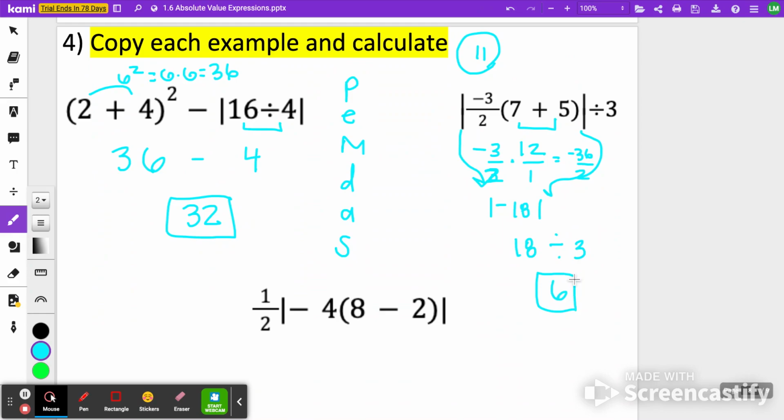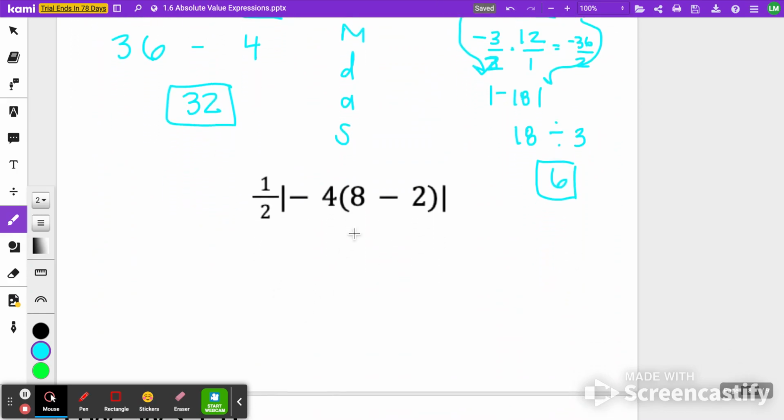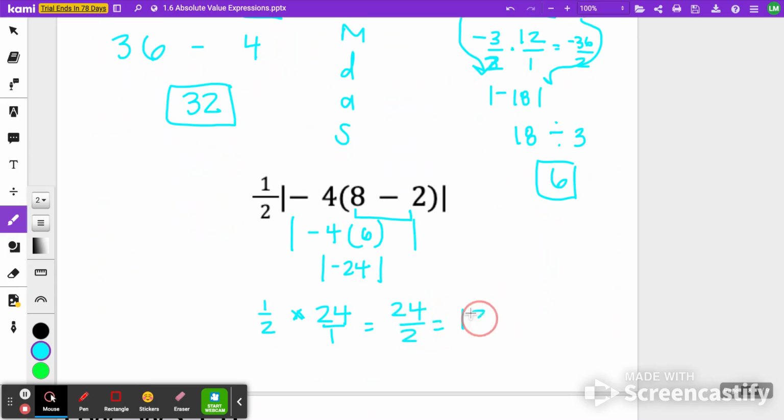My final example, again starting within that absolute value wall, 8 minus 2 is 6. And it looks like I need to do negative 4 times 6, which is negative 24. But within the absolute value wall, it is normal, regular 24. And now I'm going to multiply that by 1/2. That's the same thing as doing 1/2 times 24 over 1, or what is half of 24. 1 times 24 is 24. 2 times 1 is 2. And I'm equaling that to 12.